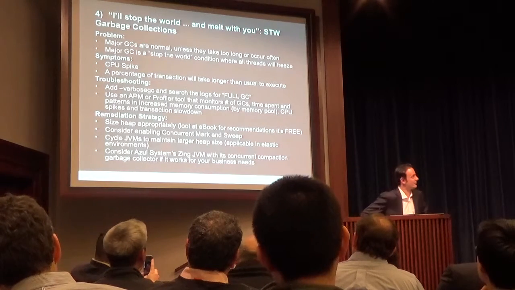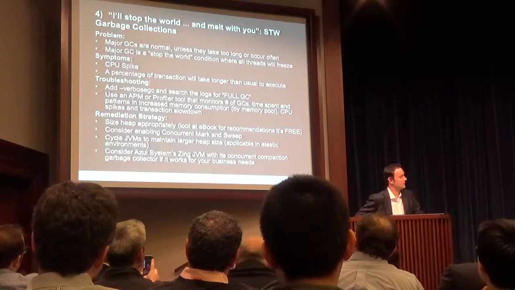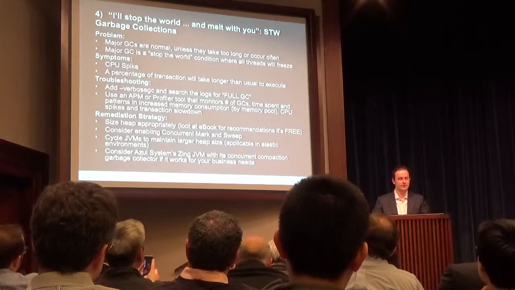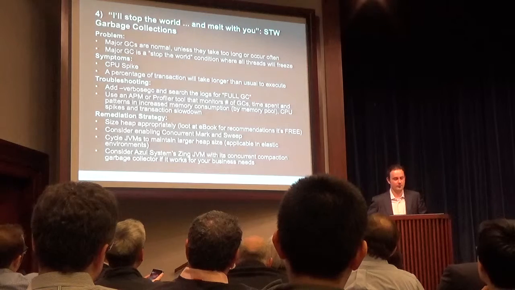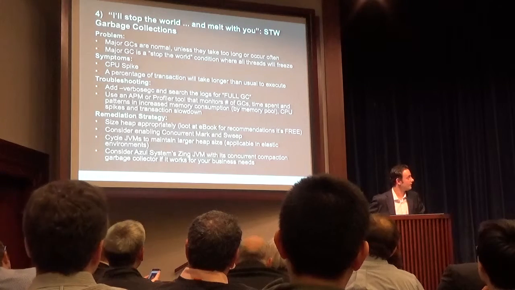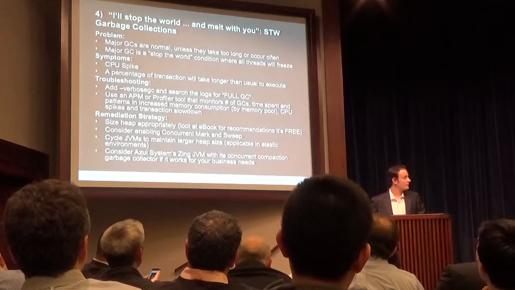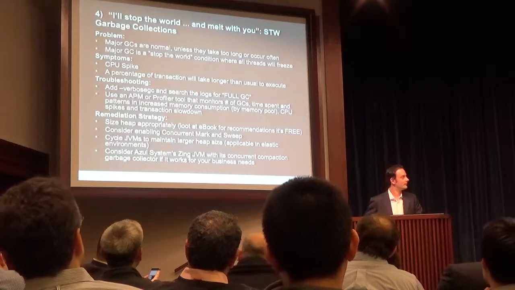Or you can use an APM tool or a profiler, whatever works for you. But at the end of the day, you do want to monitor the number of GCs, time spent, and all these patterns of increased memory utilization to see if there is that jagged tooth problem, and really ultimately find out if that's going to slow down your transactions. The remediation strategy is pretty straightforward: size the heap appropriately. That's a simple one.